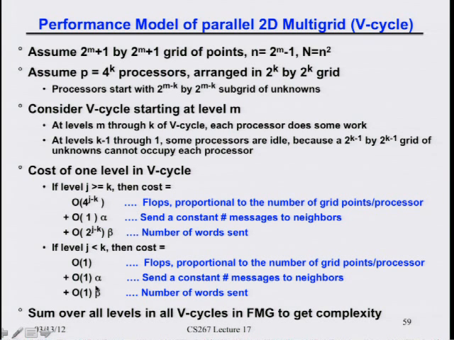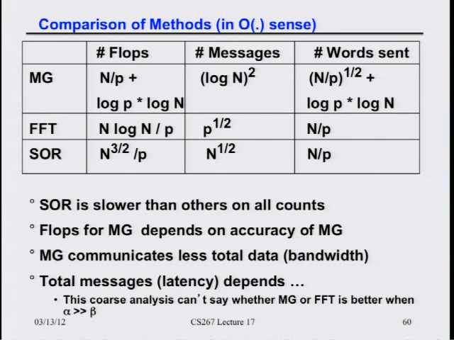So finally, putting it all together, here are the formulas for the complexity. So what do I have? I have the formulas for multigrid, for FFT, which I haven't done yet, but we'll do it next time, and for SOR, the algorithm I talked about last time, red-black SOR, where I only talk to my nearest neighbors and average them. And I'm going to compare how many floating point operations do I do, how many messages do I send, and how many words do I send. Those are my 3 components of the cost.